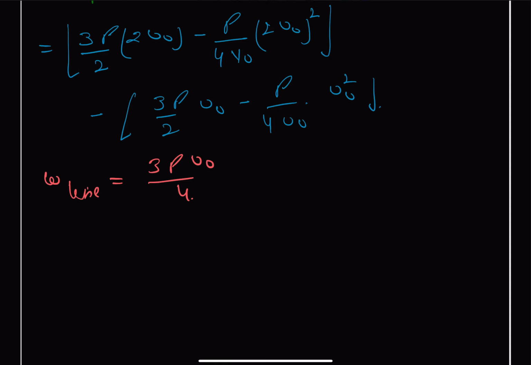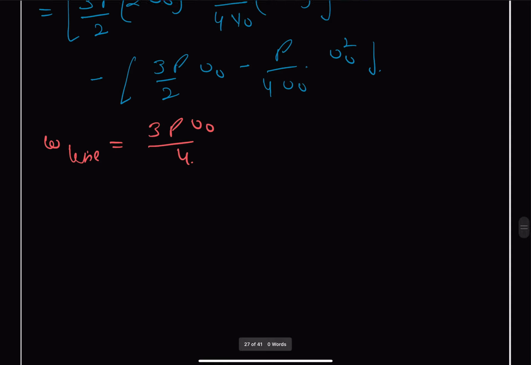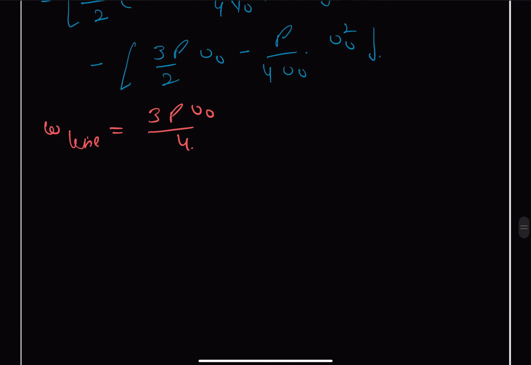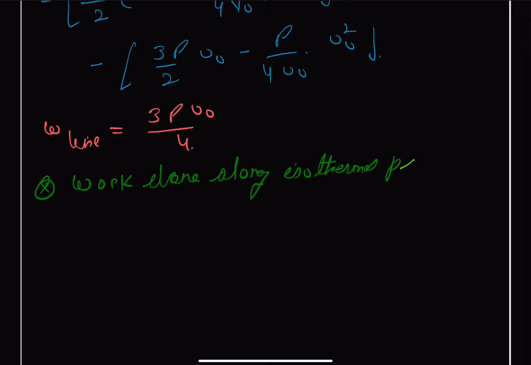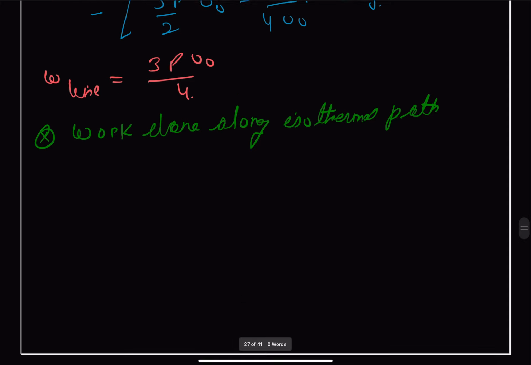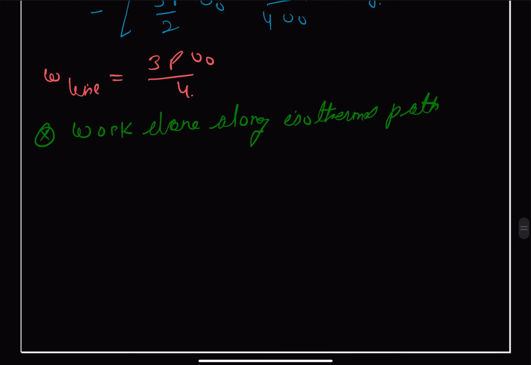Now we come to the isothermal path. Work done along the isothermal path, let us call that W iso.